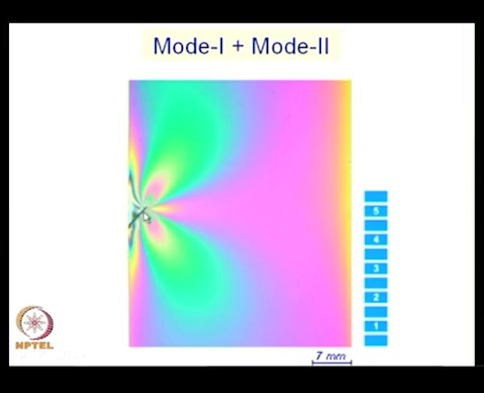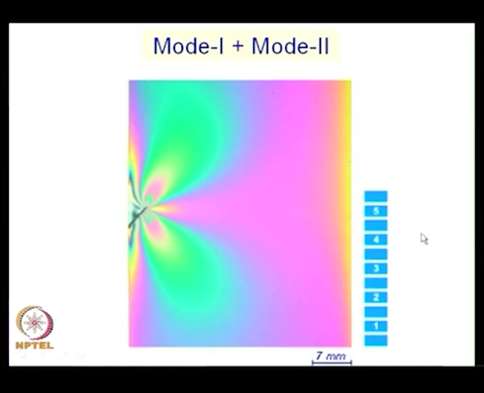And in the case of mixed mode, which is a combination of mode 1 and mode 2, the first observation is that fringes are not symmetrical about the crack axis, and they are also tilted to different angles in the top as well as the bottom.